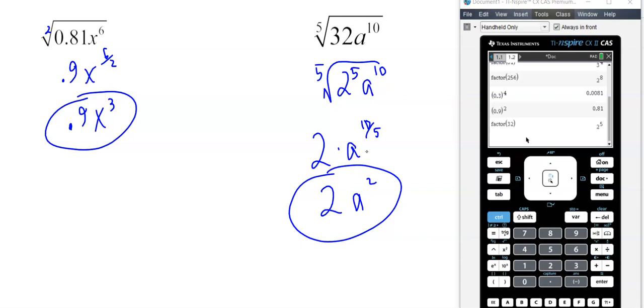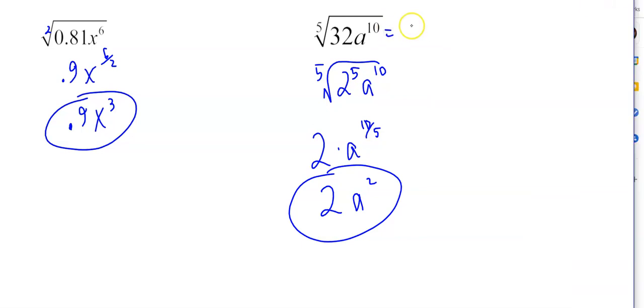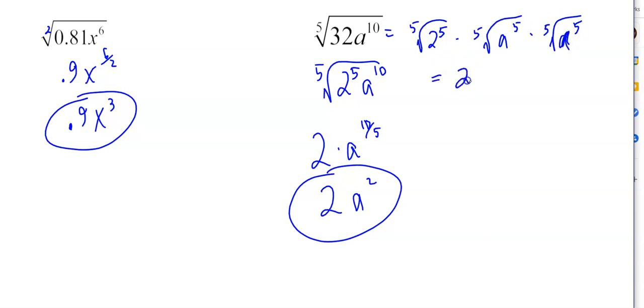Again, you could have broken that down into fifth root of, so another way of doing this, I'm just talking about the a part. So this would be fifth root of 2 to the fifth times fifth root of a to the fifth times fifth root of a to the fifth. So you could break it down like that, and then take the fifth root of each term. So 2 times a times a, which is 2a squared. You get the same answer. I think it's a little easier when you use the fractional exponents. The rational exponents are a great way to go there. Okay, I think that's your lesson for today.